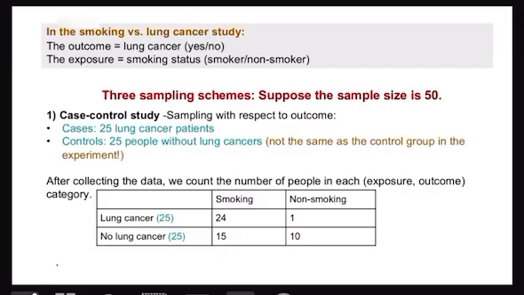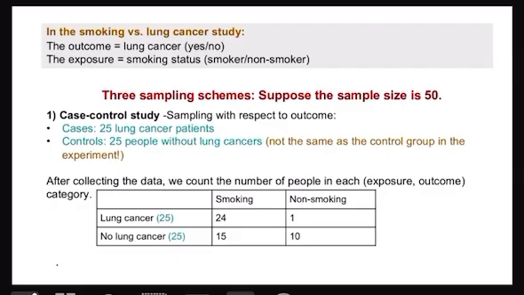So which means if I want to go into the population, I know I want to choose 50, and the 50 that I choose, I will be targeting those who have the disease and those who do not have it. I'm not interested in exposure. I'm only interested in those who have the disease.